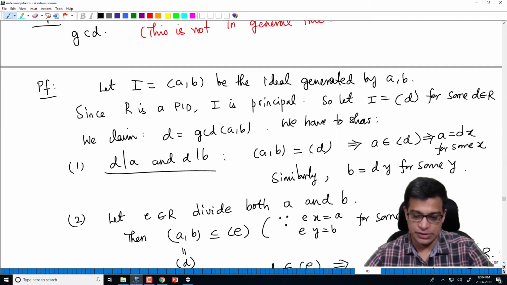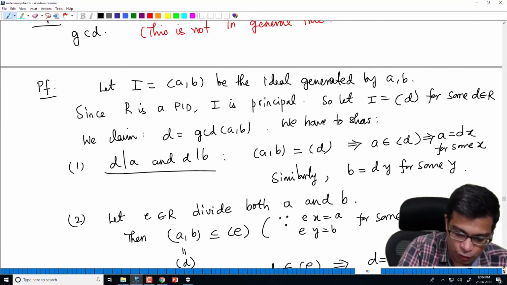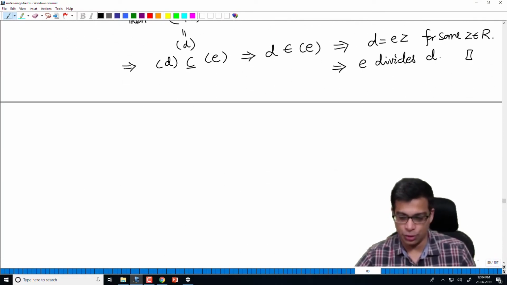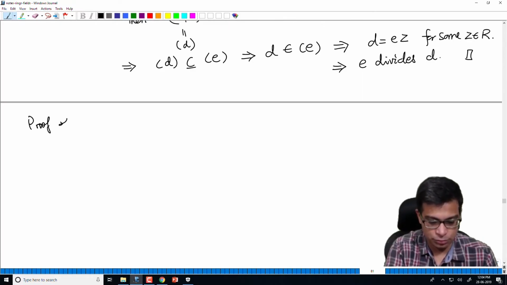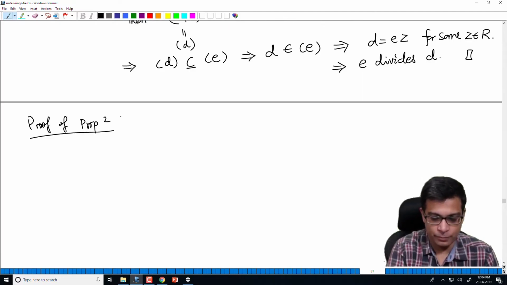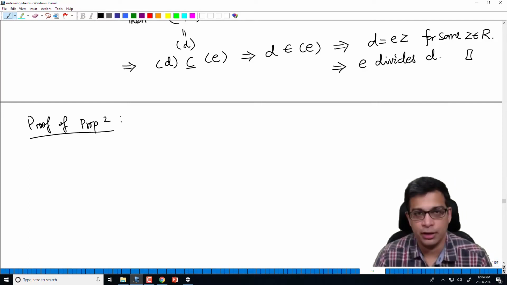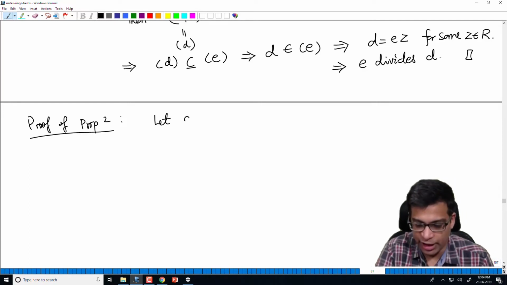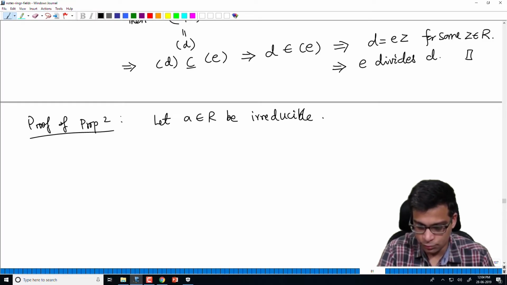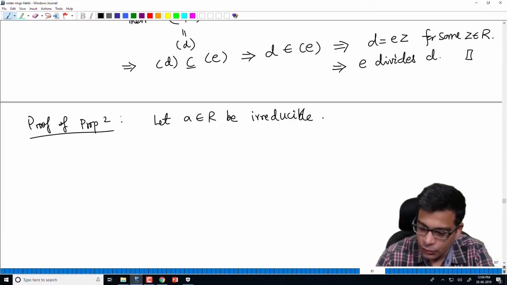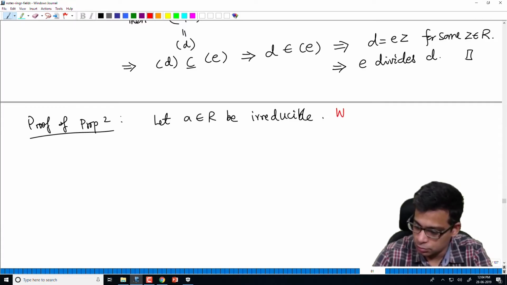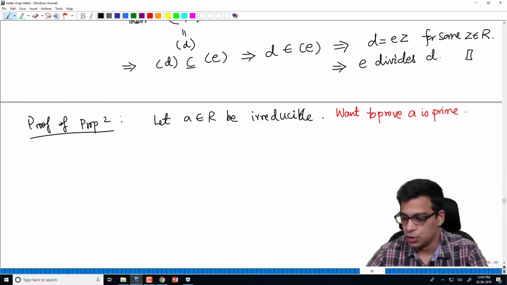Now I am going to prove the second proposition. So this is the proof of proposition 1. Now I will do the proof of proposition 2. Remember, proposition 2 said in a PID every irreducible element is prime. So let A in R be irreducible. I claim that every irreducible element is prime. So we want to prove that A is prime.